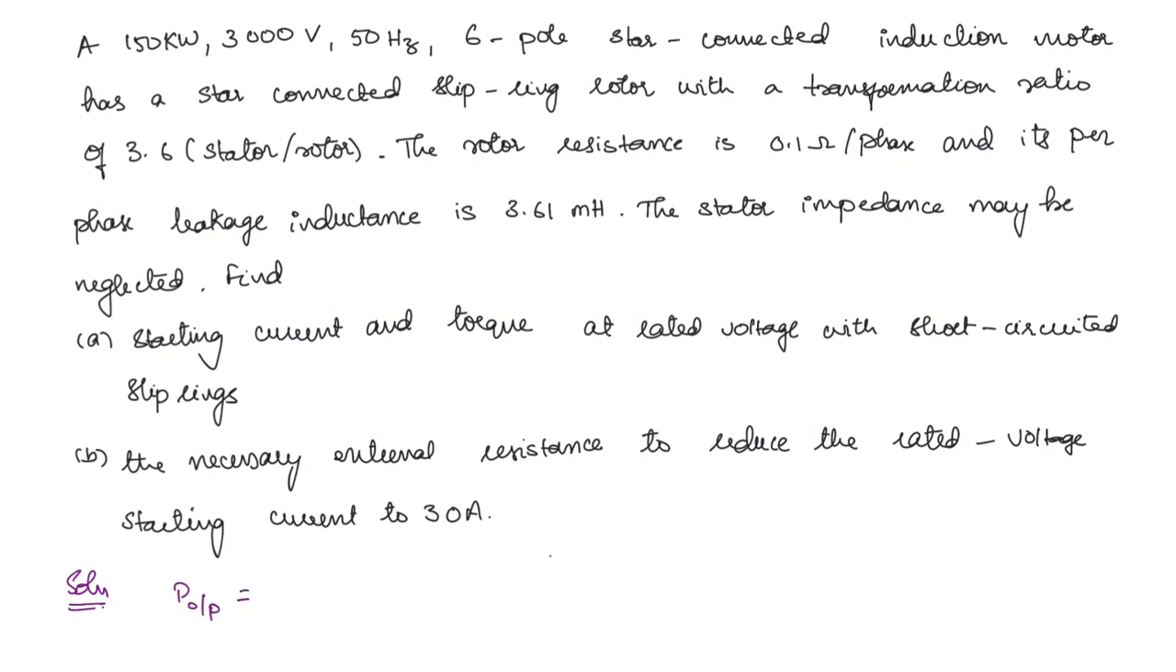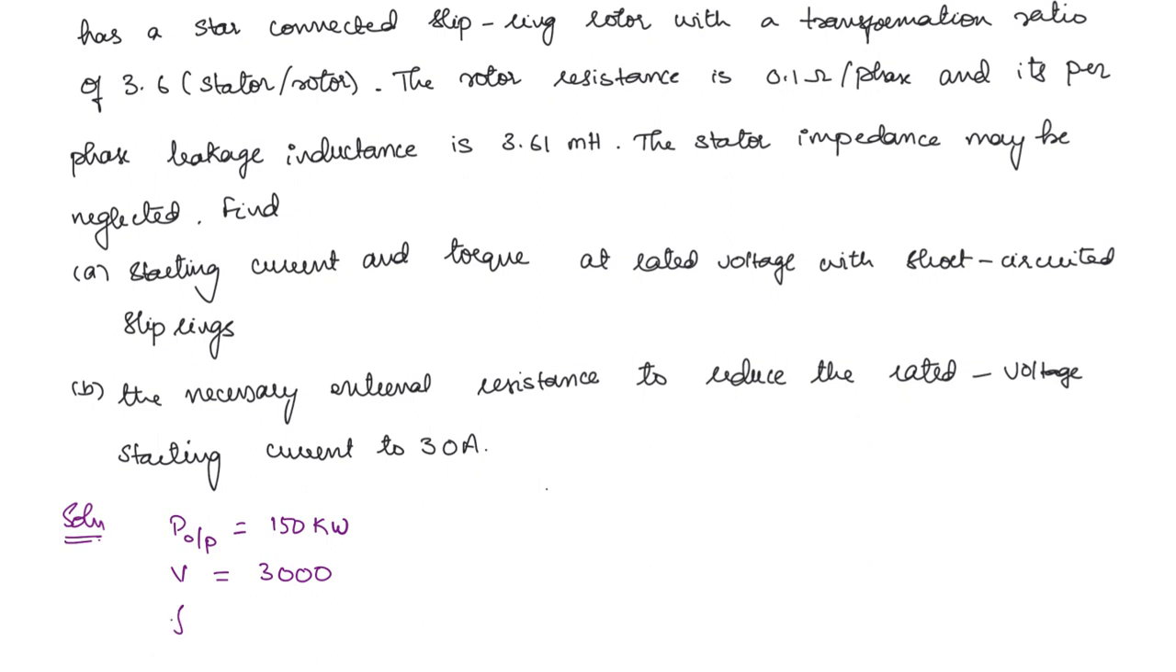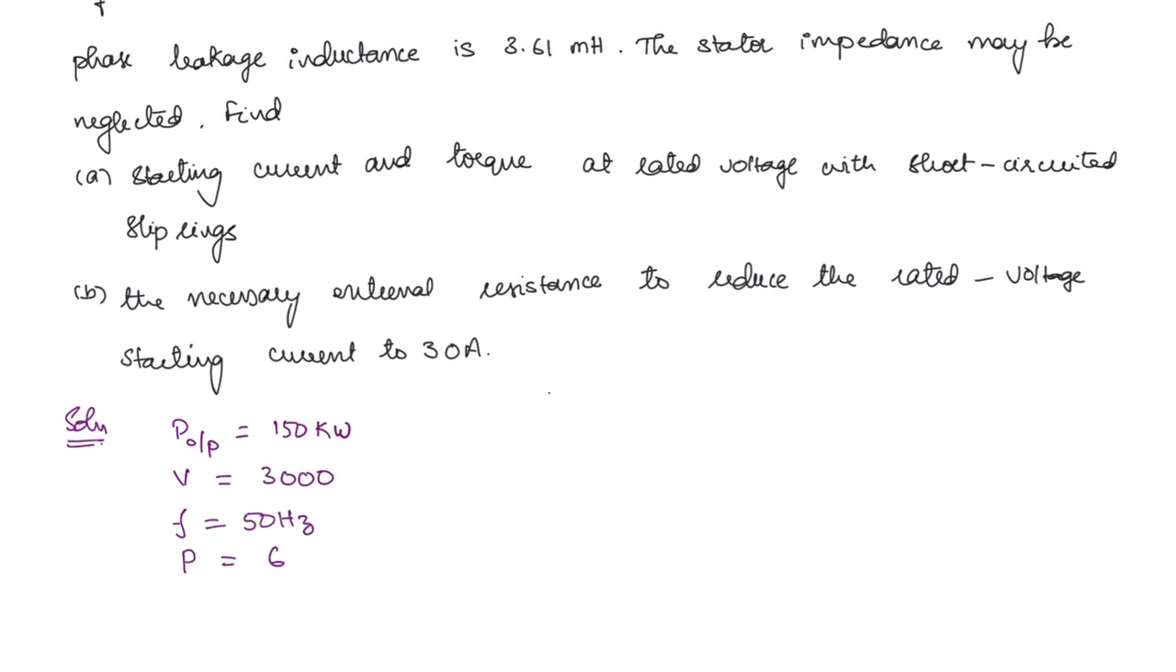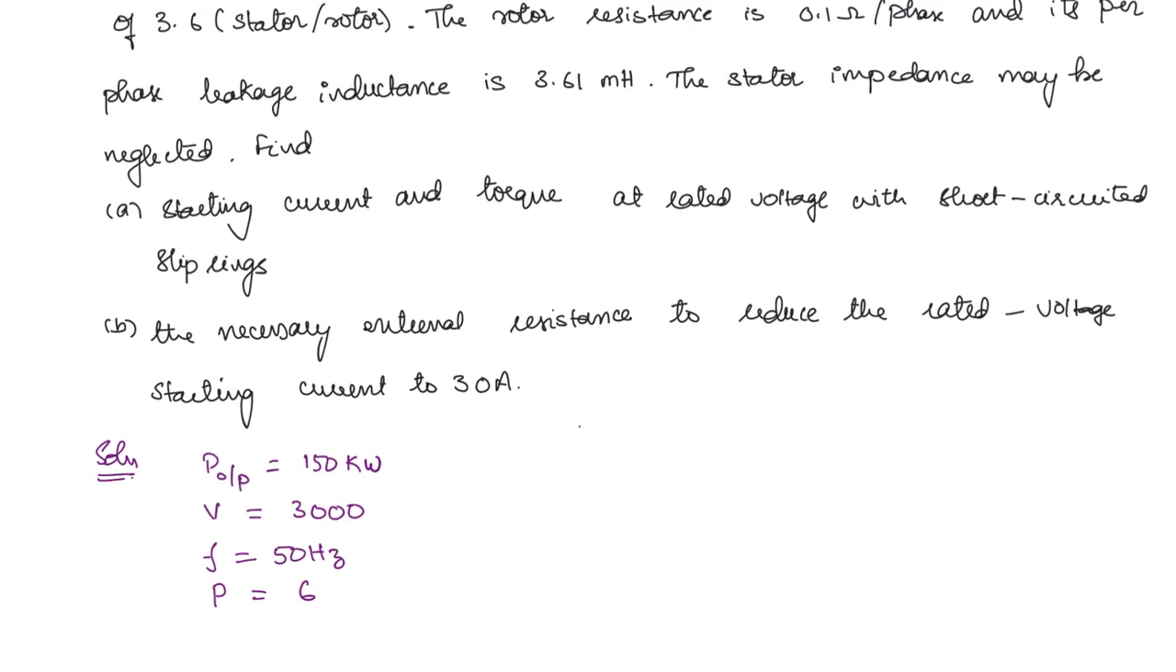What is the output power? It is given as 150 kilowatt. The voltage at which the motor is operated is given as 3000. Frequency is given as 50 Hz. Number of poles is given as 6. And we have the turns ratio, or the transformation ratio, of the stator to rotor. This is given as 3.6. And then we have the parameters. Rotor resistance is 0.1 ohm per phase. And the leakage inductance, so L2, not reactance, is given as 3.61 into 10 to the power minus 3 Henry per phase.